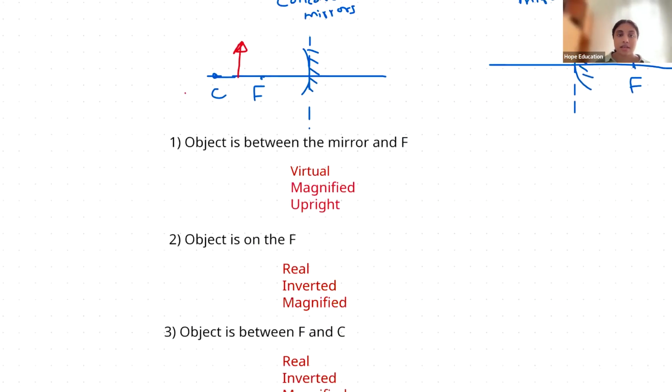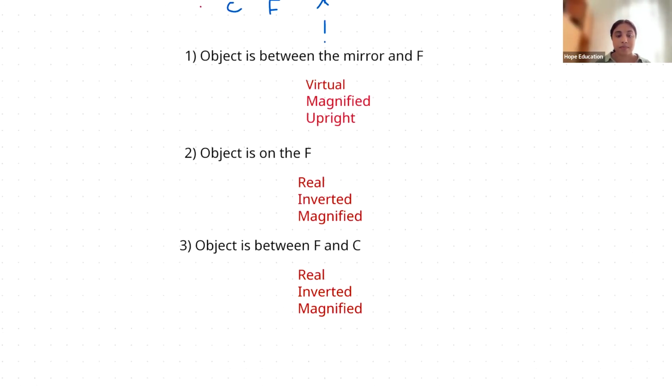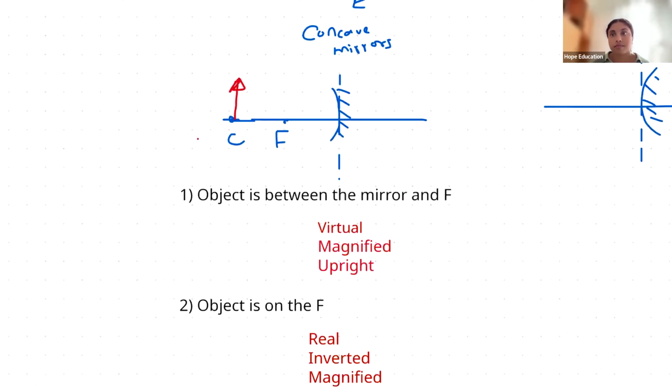Now let's consider the next instance. Now the object is on the center of curvature. Now tell me, where is the image formed? Object is on the center of curvature. Image will also be on the center of curvature. What are the properties? Real or virtual, inverted or upright, magnified or diminished? Real, yes. Real means the image is formed on the same side as the object, so you have to use a white screen, you can't see it in a mirror. Inverted, yes. And size, same size.